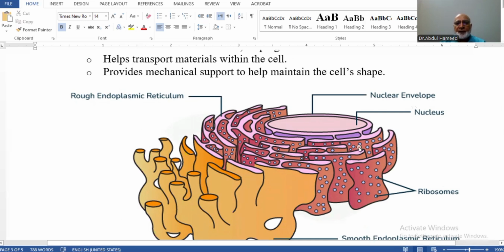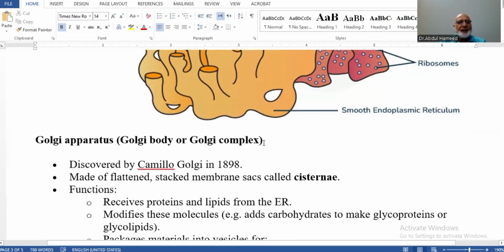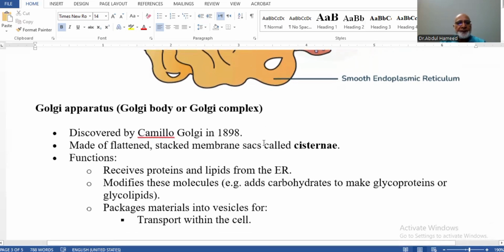The endoplasmic reticulum is in continuity with the nuclear membrane. The rough endoplasmic reticulum is rough due to ribosomes, and the smooth endoplasmic reticulum is without ribosomes. The other organelle is the Golgi apparatus, also named the Golgi body, Golgi complex, and in plants the dictyosome. It was discovered by Camillo Golgi in 1898, and is made up of flattened stacked membrane sacs called cisternae.